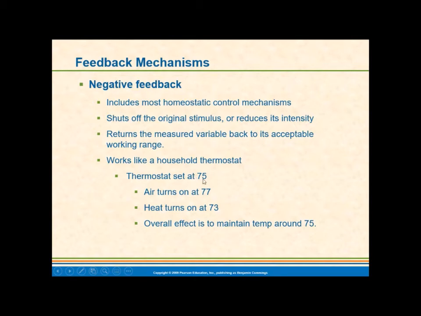Say a thermostat is set at 75. It'll turn the air conditioning on at 77. It'll turn the heat on at 73. The overall effect is to maintain a temperature of around 75.